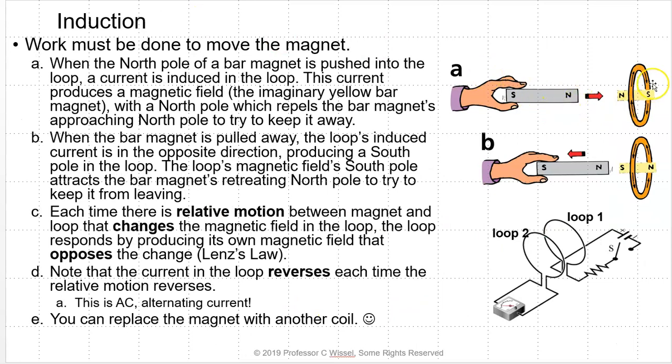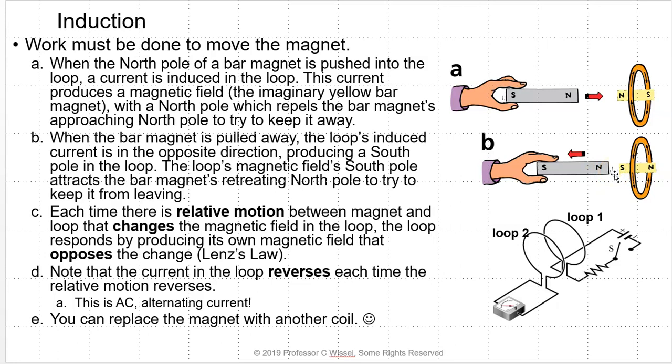So in this case here we have a coil or a loop and a bar magnet. When the north pole of the bar magnet is pushed toward the loop, a current is induced in the loop. The current produces a magnetic field, represented by this imaginary yellow bar magnet, with a north pole which repels the bar magnet's approaching north pole to try to keep it away. When the bar magnet is pulled away, on the other hand, the loop's induced current is in the opposite direction, producing a south pole in the loop. The loop's magnetic field south pole tracks the bar magnet's retreating north pole to try to keep it from leaving.